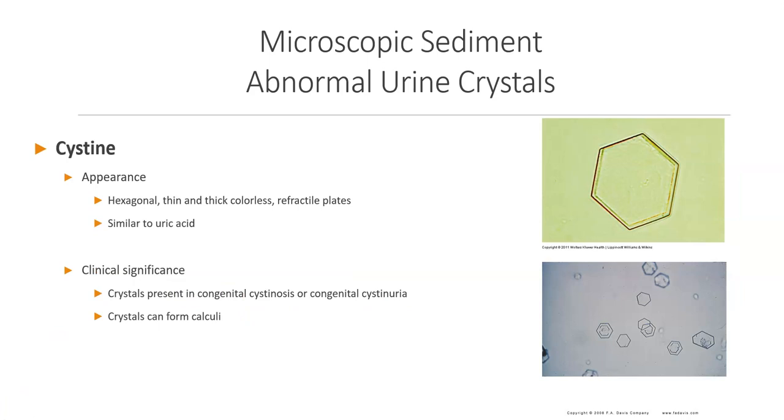Cysteine crystals appear as colorless and refractile hexagonal plates. They're similar to uric acid, so you need to distinguish between the two. The ability to polarize light depends on the thickness of the crystal. The cysteine crystals, again, can be confused with uric acid. Like uric acid, cysteine crystals are insoluble in acid pH. The clinical significance is the crystals present in congenital cystinosis or congenital cystinuria can cause issues and damage to the kidneys. The crystals can form calculi or stones.